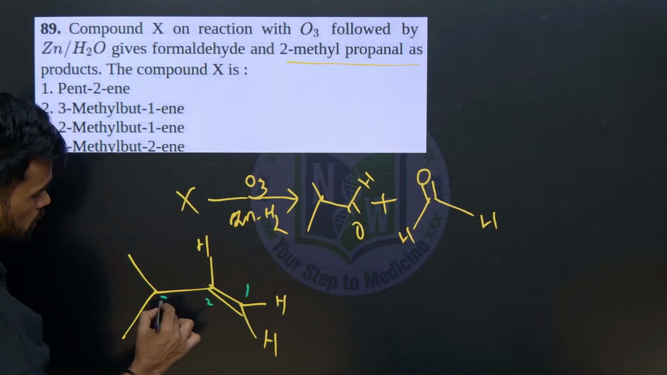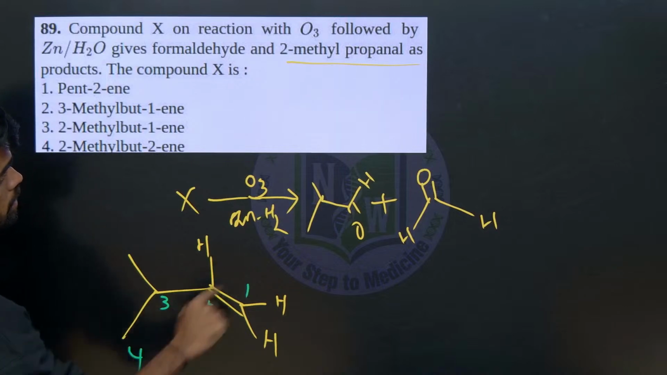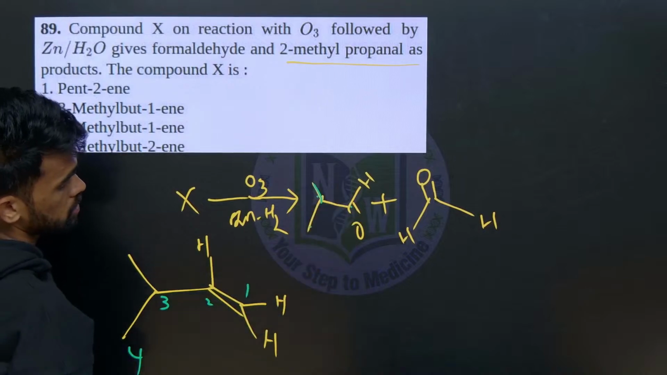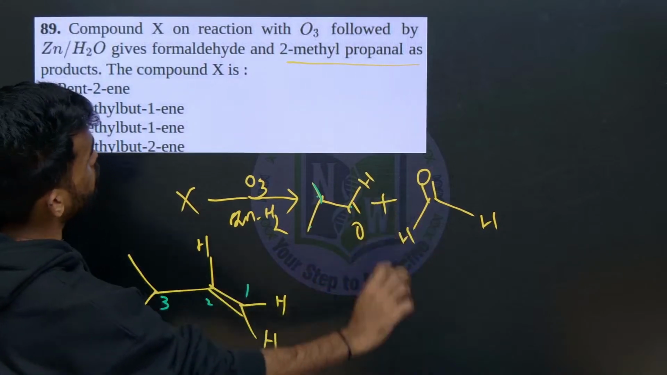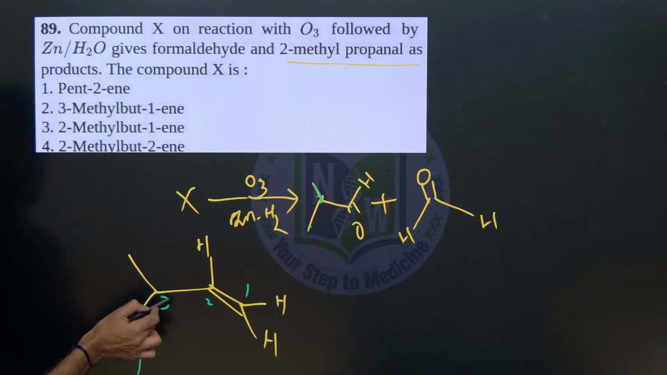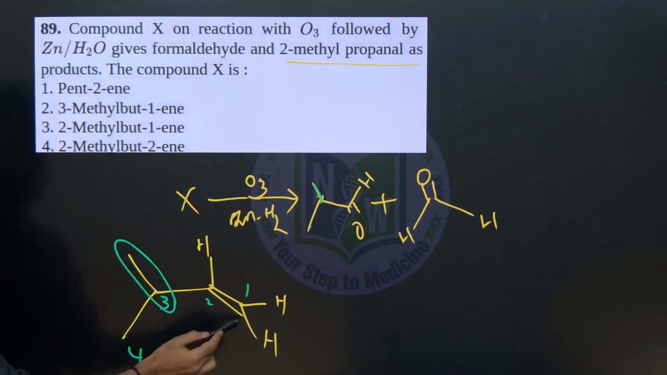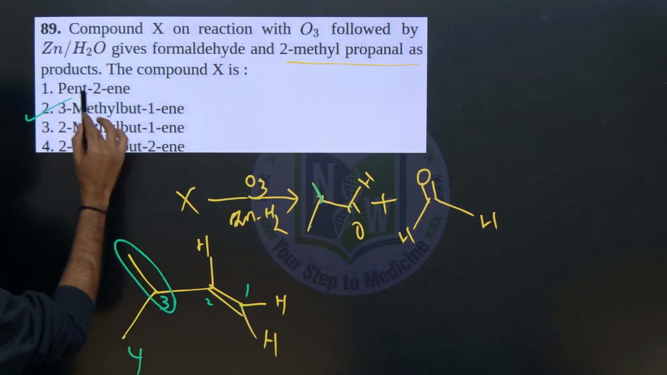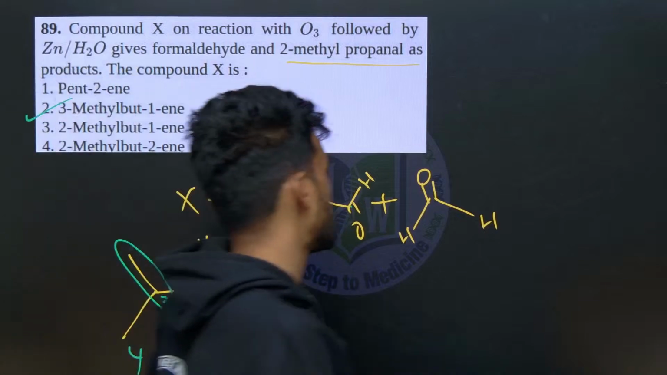1, 2, 3, 4. How many carbons are there here? 2-methyl propanal means 1, 2, 3, with methyl at the second position. Yes. This is formaldehyde. So 1, 2, 3, 4. Yes, that's it. Okay. So I can say 3-methyl but-1-ene. 3-methyl but-1-ene. So the second option is the correct one. I hope it is also clear.